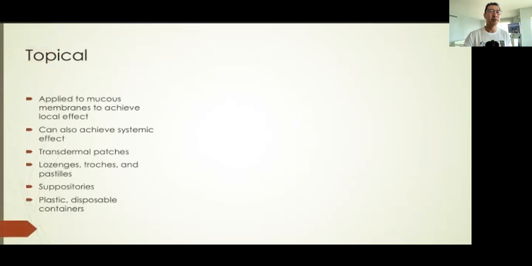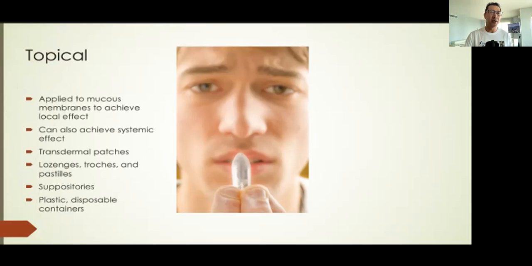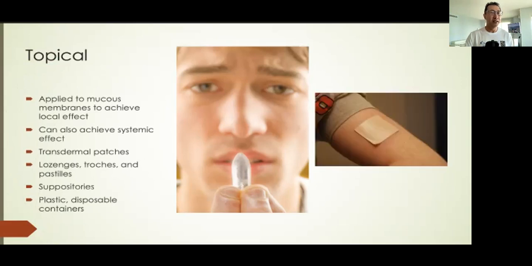Next, topicals. Applies to mucous membranes. Doesn't matter where the mucous membranes are, under my tongue, up my butt, on my skin, wherever I have mucous membranes. And they can also achieve systemic effects. Examples are transdermal patches, like your nicotine patches, lozenges, suppositories, and they come in plastic disposable. There's your suppositories and nicotine patches.